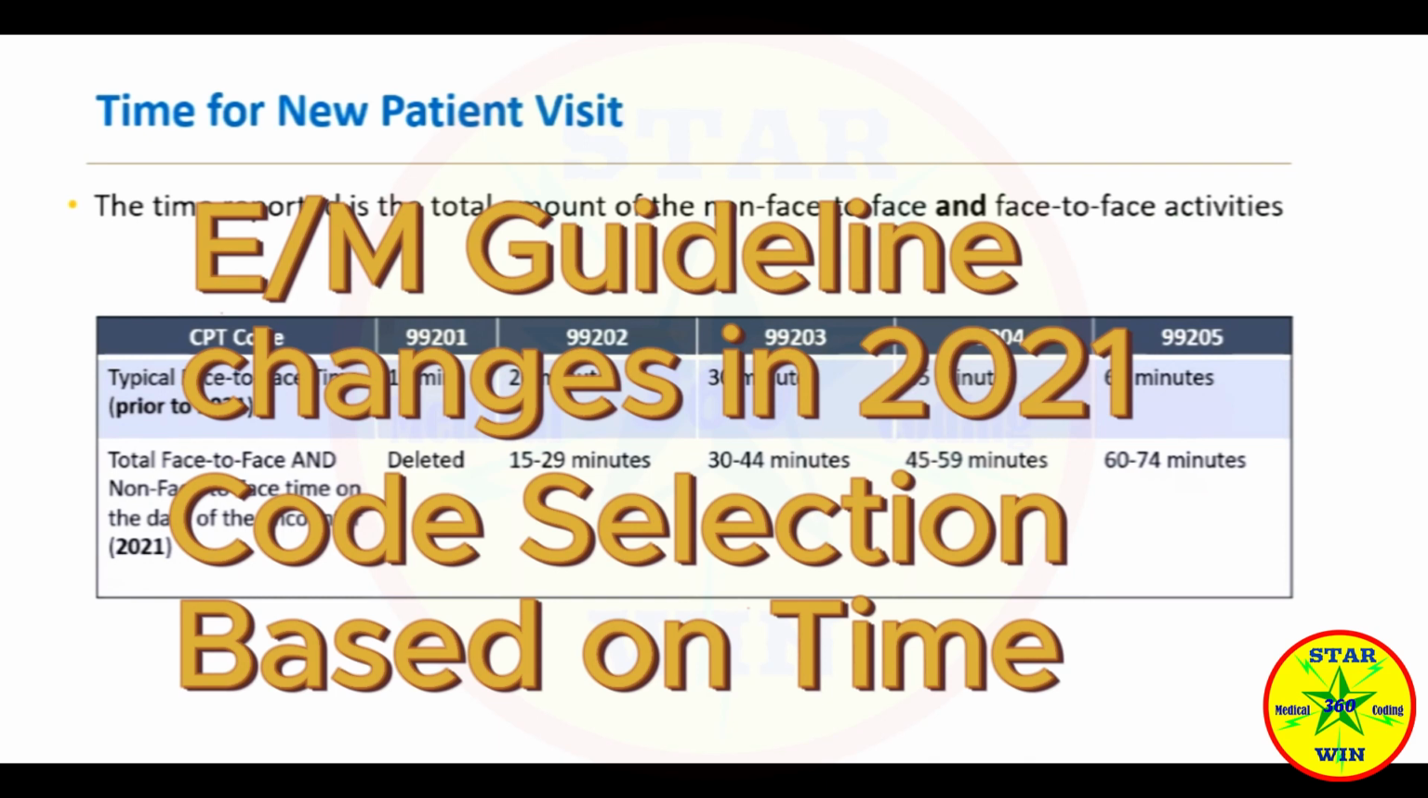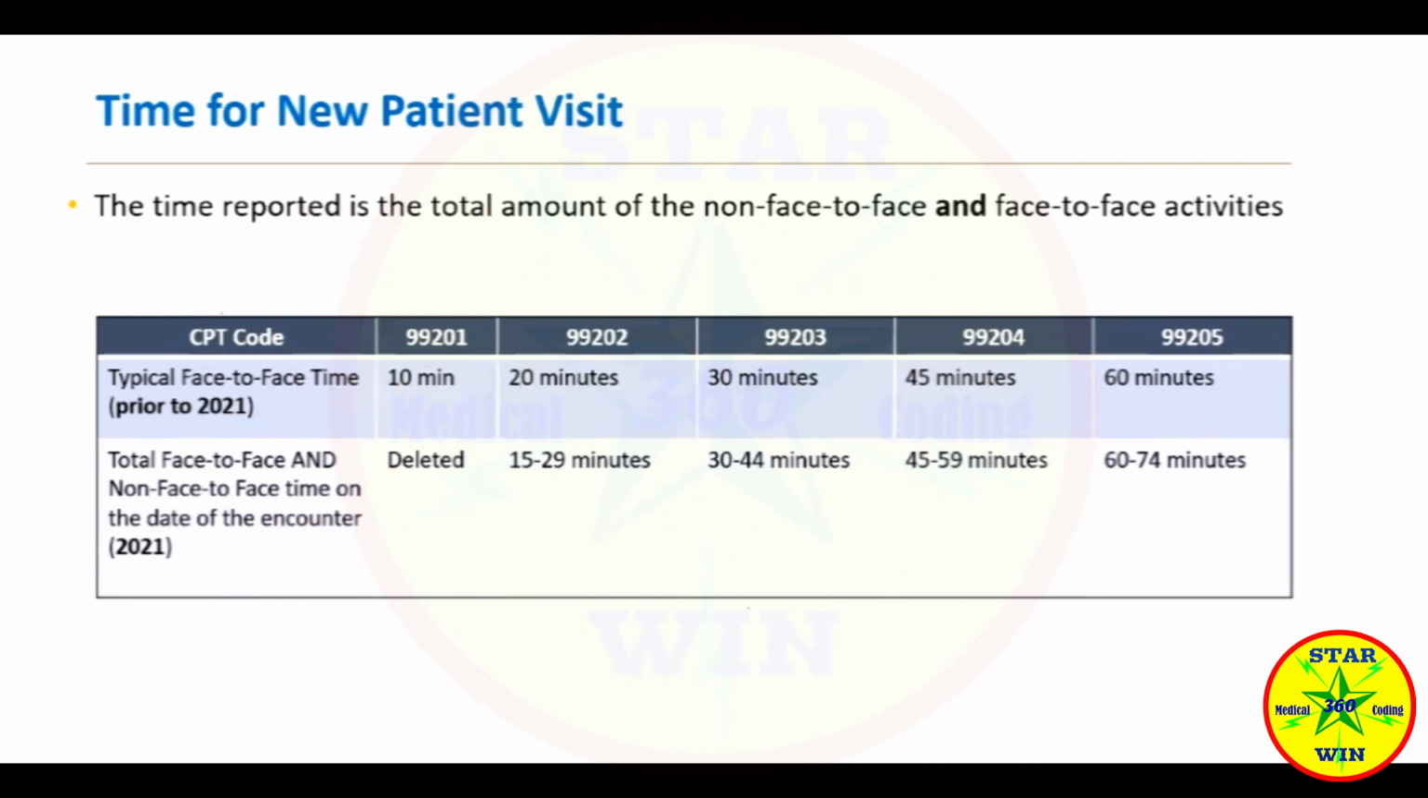For 99202, we need 20 minutes prior to 2021. In 2021, there is a range from 15 to 29 minutes. So any time between 15 to 29 minutes belongs to 99202.